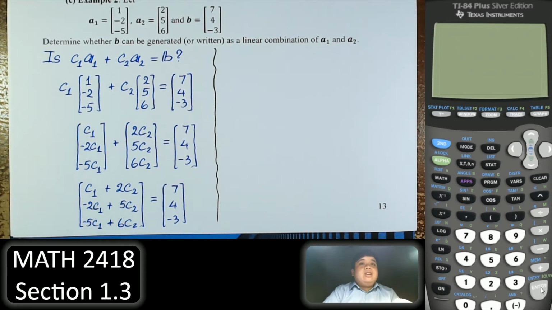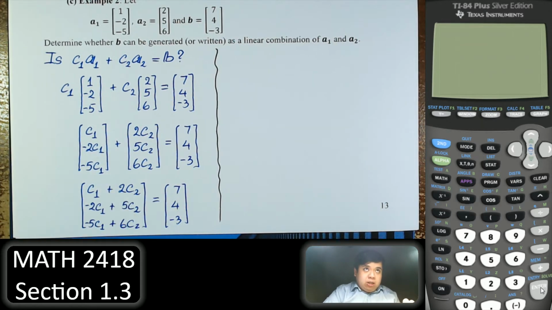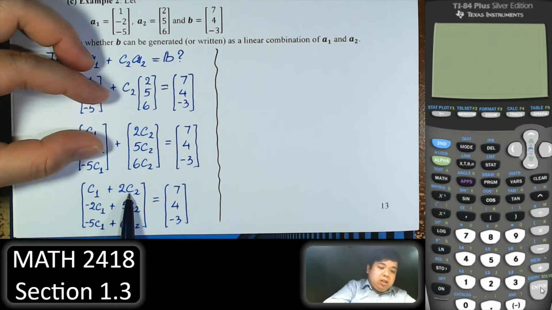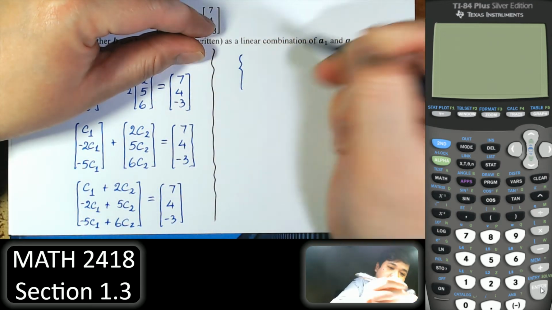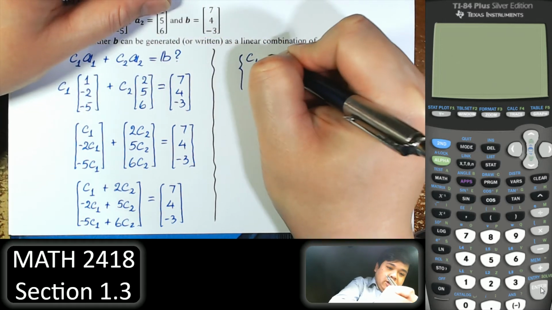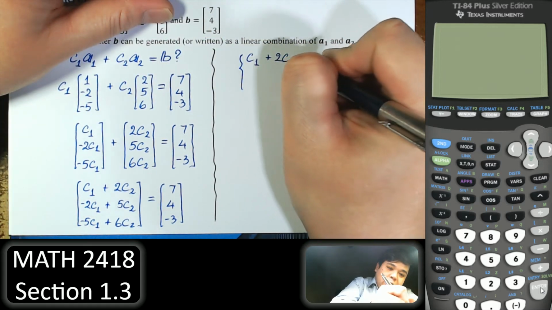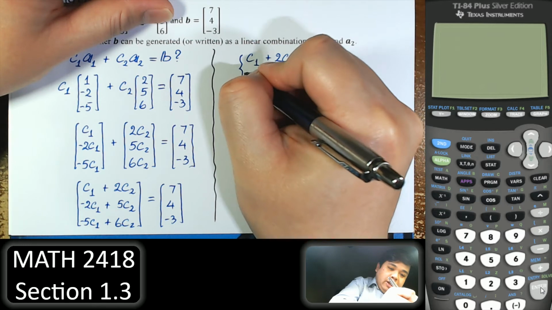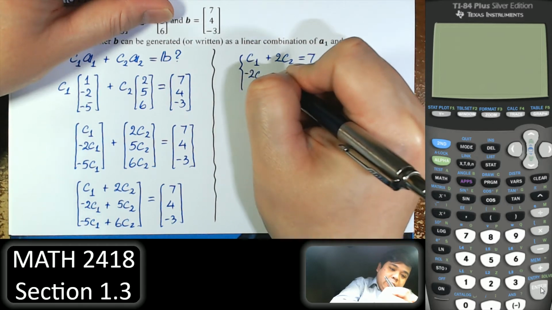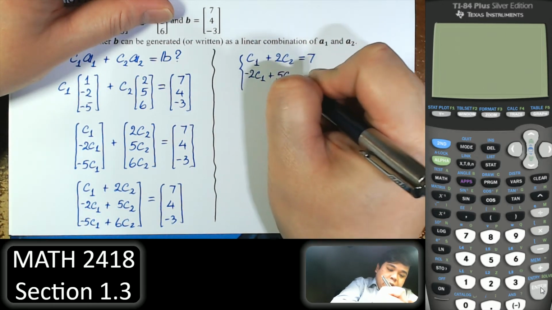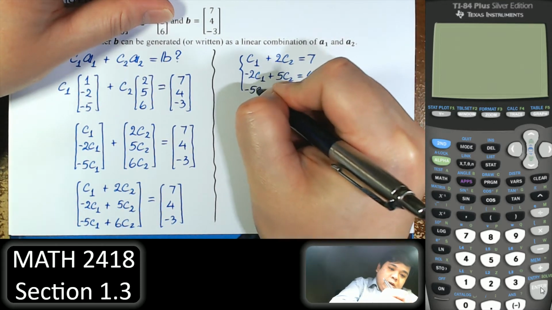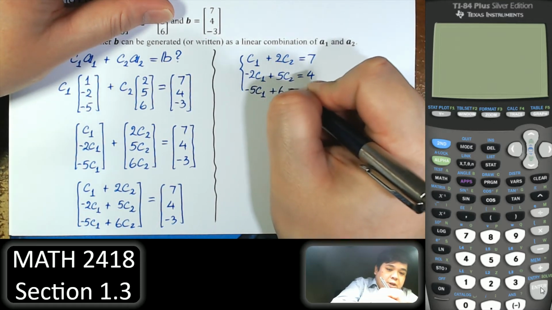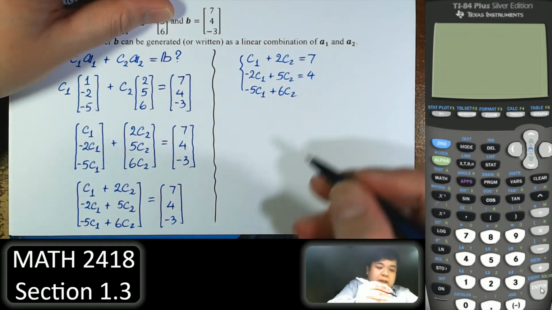And now two vectors are equal if the corresponding components are equal. So in that case, C1 plus 2C2 is equal to 7. So we will write that as a system of equations. C1 plus 2C2 equal to 7. Negative 2C1 plus 5C2 equal to 4. And negative 5C1 plus 6C2 equal to negative 3.